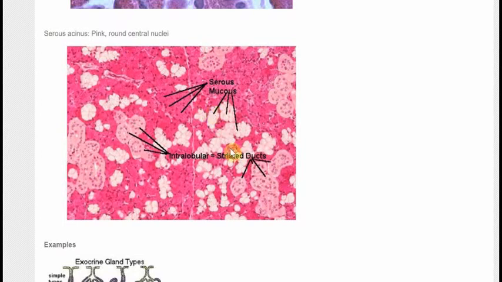So just a quick recap. The mucinous has a flattened nucleus, and remember they are the sublingual ones, and then you have your serous, which is the pink ones, the parathyroid ones, and also your mixed one, which is the submandibular.